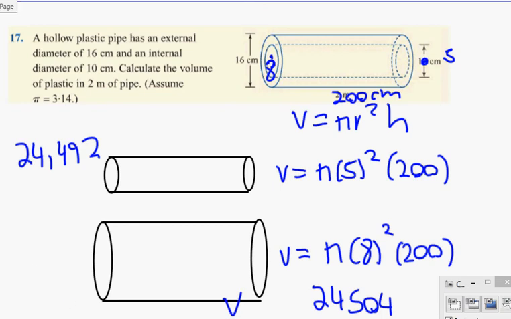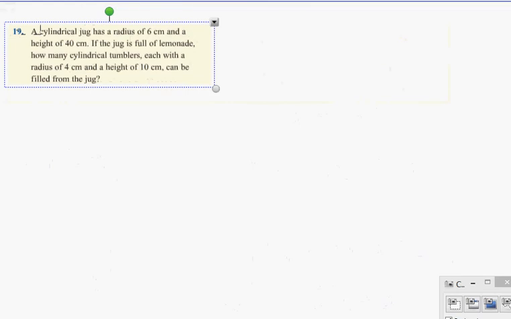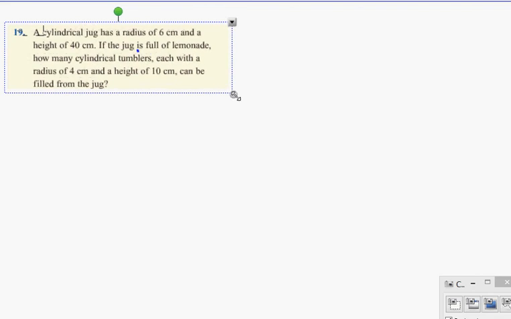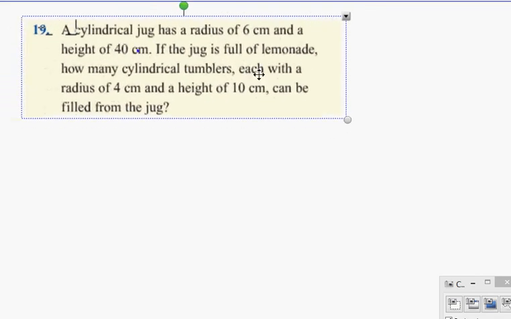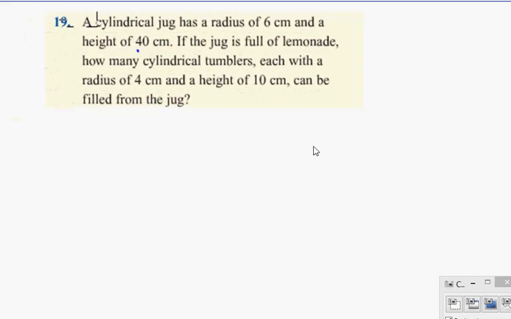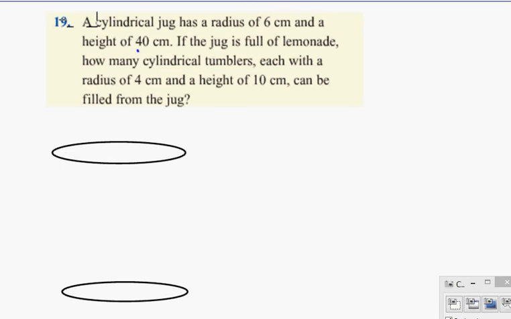Number 19. A cylindrical jug has a radius of 6 and a height of 40. The jug is full of lemonade. How many cylindrical tumblers, each with radius 4 and height 10, can be filled from the jug? Basically, it's a big container, small container problem. How many small containers fit into the big container?